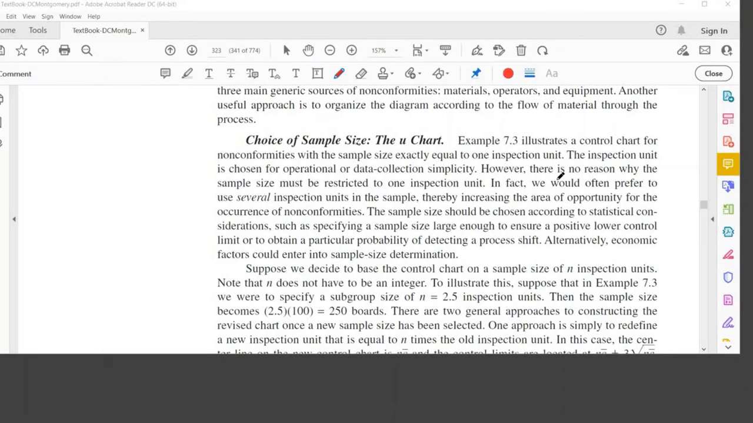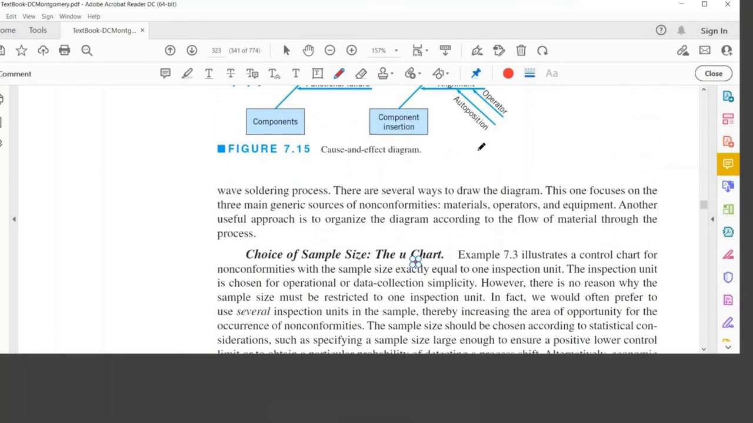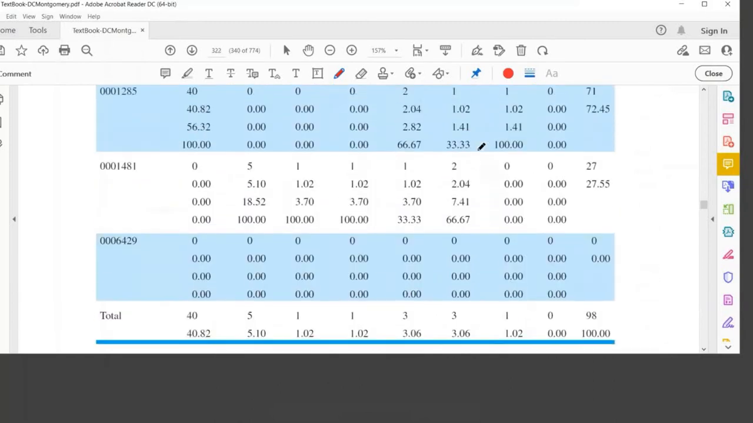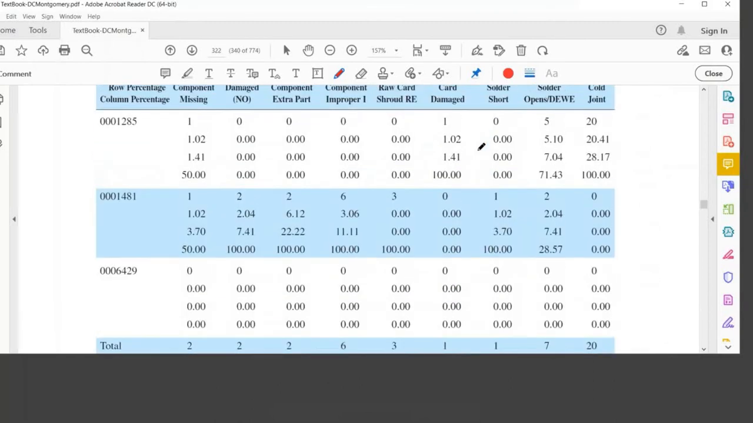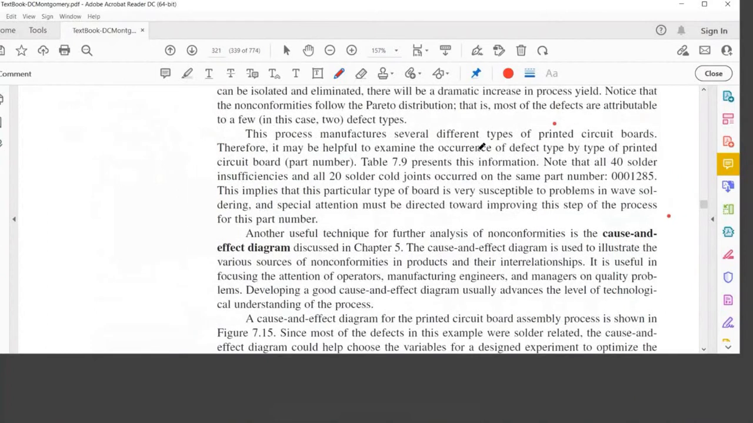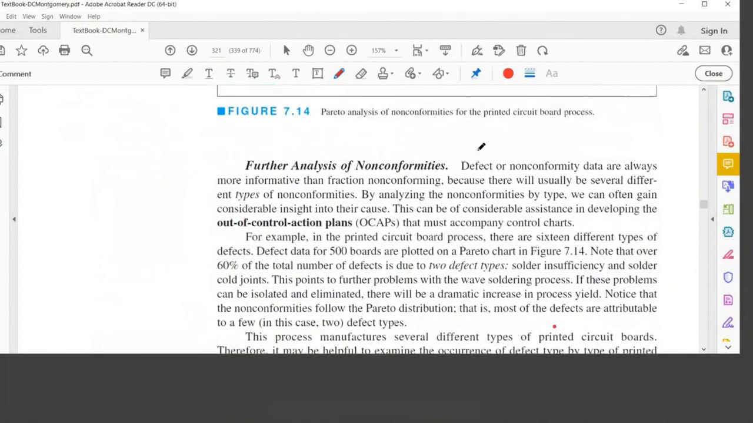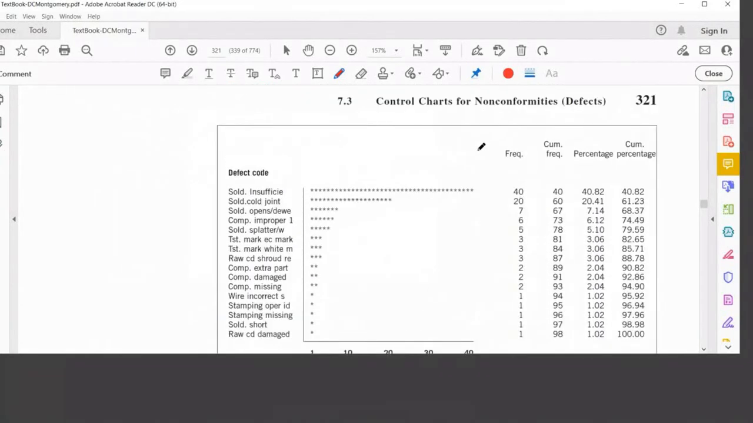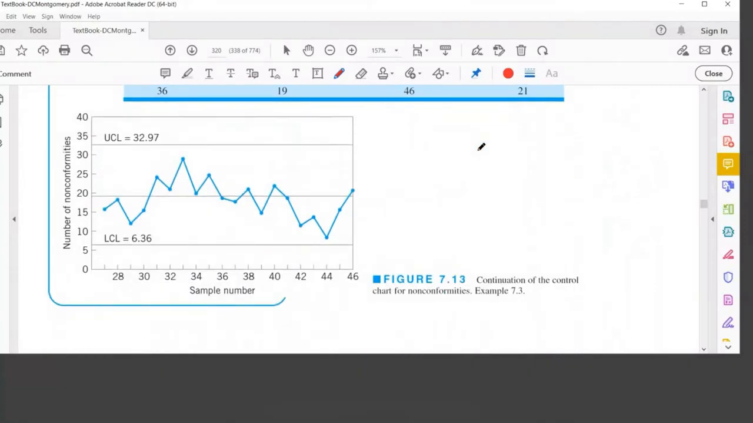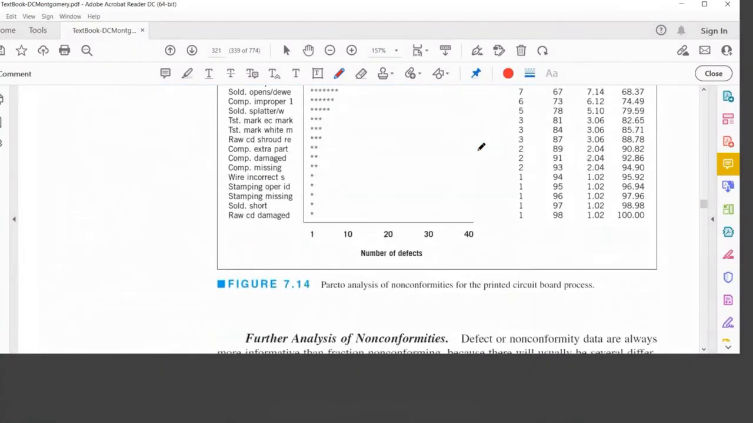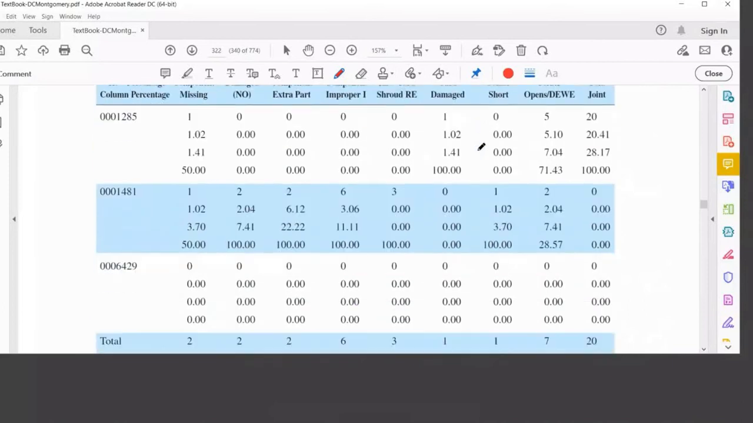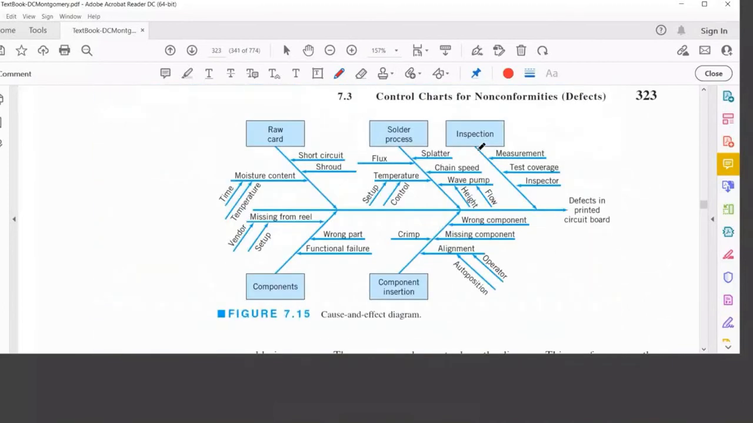Another chart that you can use is what we call the U chart. The U chart is like the P chart, but in this case we are taking the ratio, the ratio of C over N.